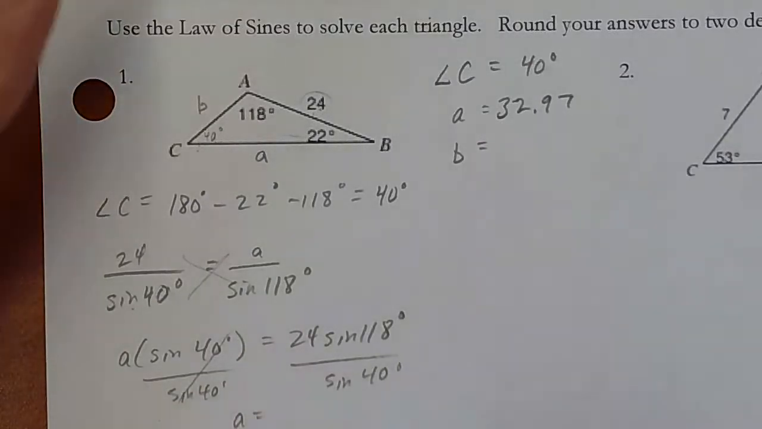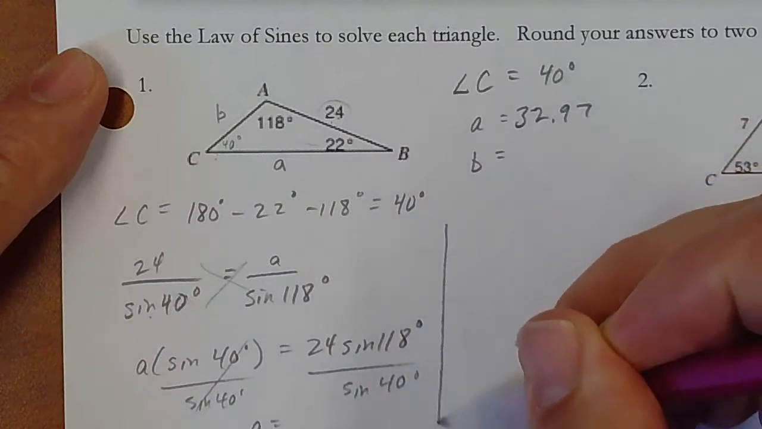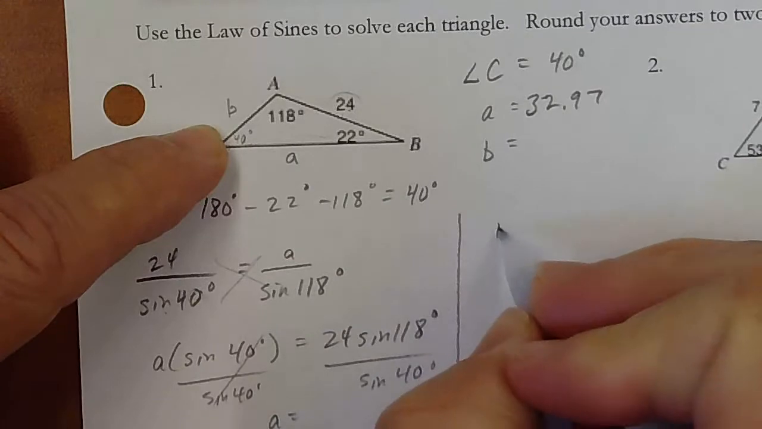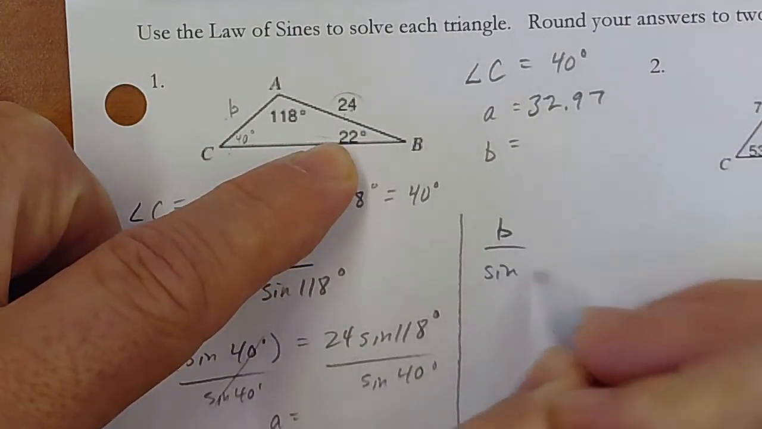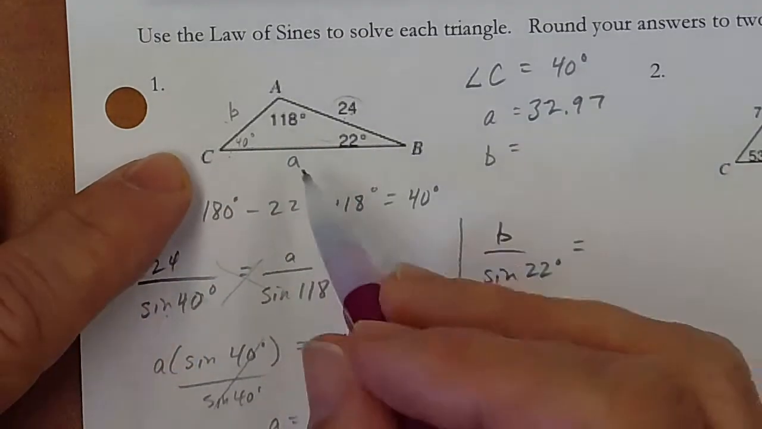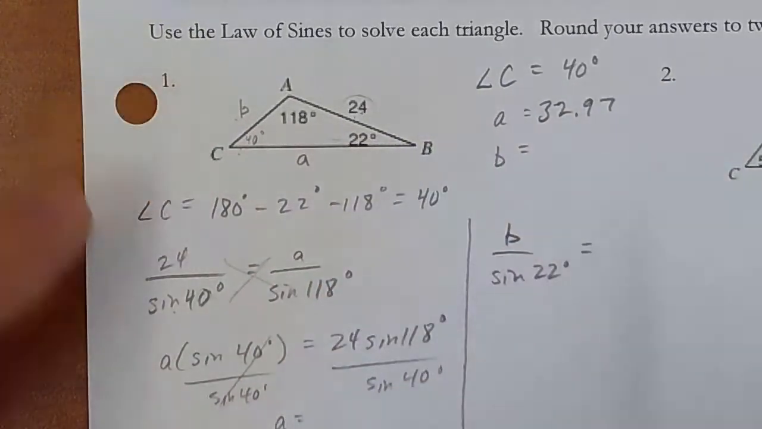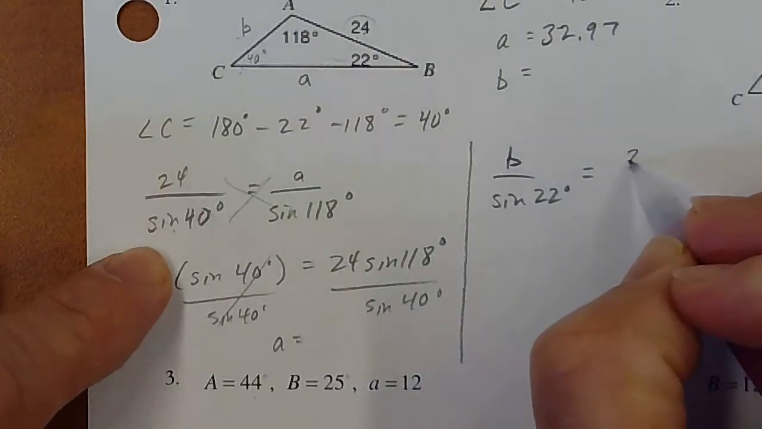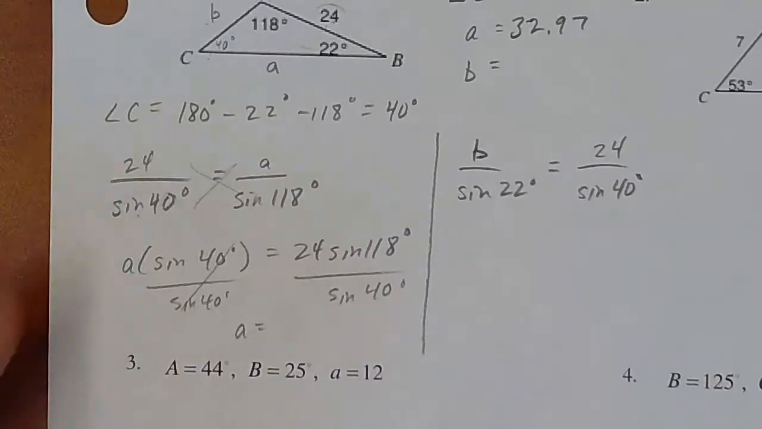Okay, then to find B, don't try to use Pythagorean theorem. It's not a right triangle, so we aren't allowed to do that. We just got to use law of sines again. So to find B, I'm going to go B divided by sine of 22 degrees equals, now I have options, since I now have side A as well, or we can just stick with the relationship we had here. I guess that was C, wasn't it? So equals 24 over sine of 40 degrees. So I set that up.